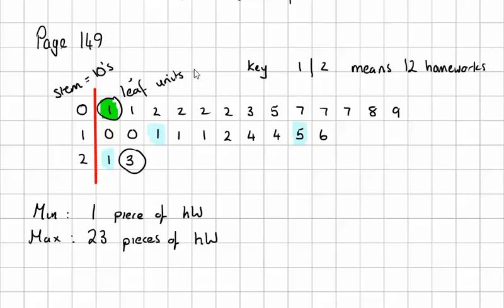Now it's not always the case, not always just tens and units, but in this case it is. So we could say the minimum amount of homework was 1, and the maximum number was 23.